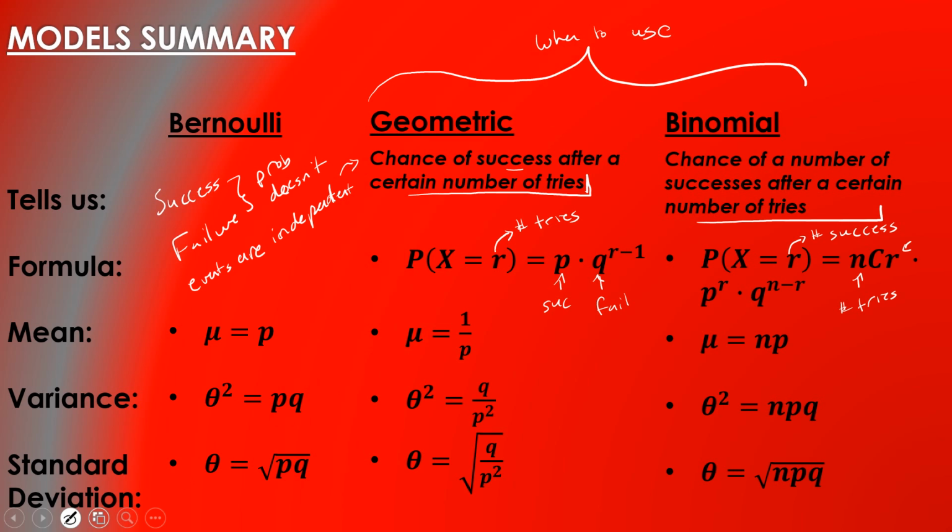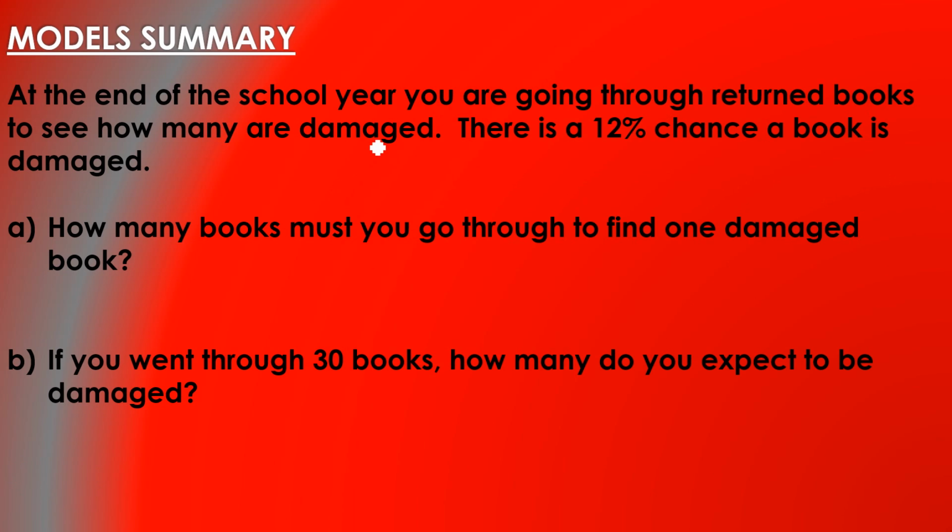All right, so let's take a look at a few examples. First example, at the end of the school year, you are going through returned books to see how many are damaged. There's a 12% chance a book is damaged. So if you pull a book randomly out of a pile, there's a 12% chance that that book is damaged. So how many books must you go through to find one damaged book? This is going to be a geometric situation. So I am going to use the geometric mean formula, which is 1 over P.